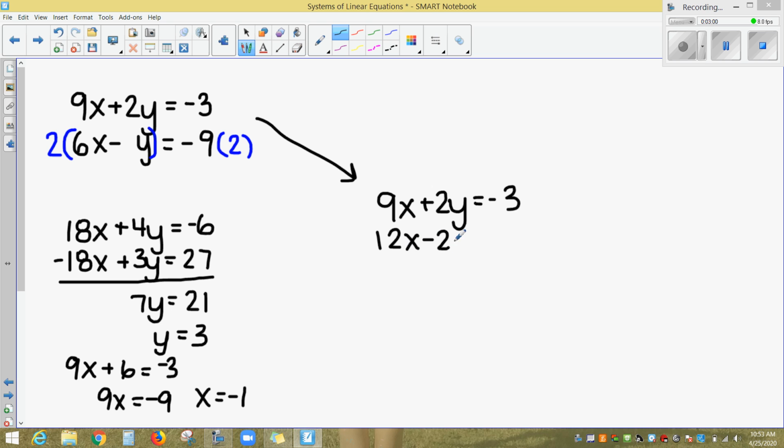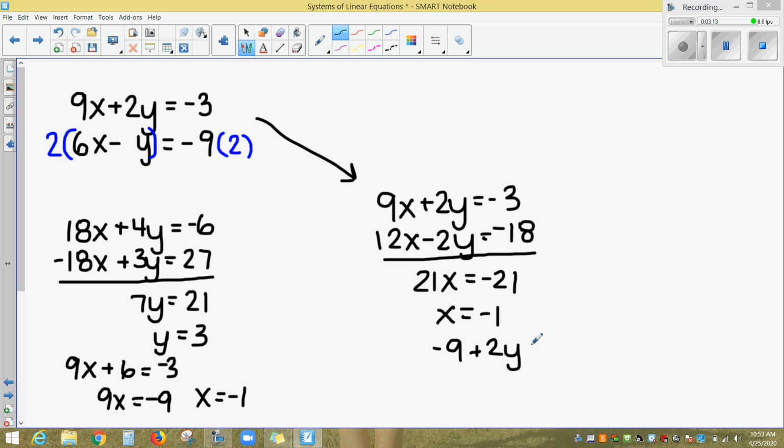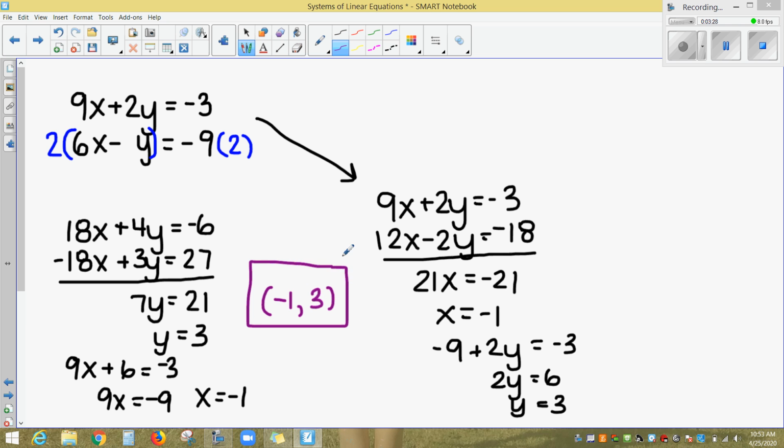Of x minus 2y is -18. This would tell me 21x equals -21, and we'd find out x equals -1. When we plug it into the top equation and solve for y, we would still find out that y equals 3. Okay, and probably that's the path that more of you took than what I did, because you probably looked at it a little more closely than I did.